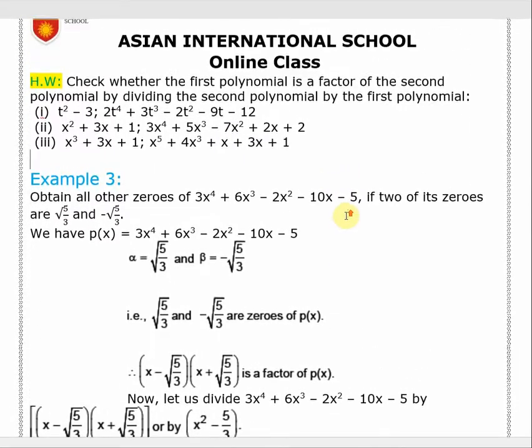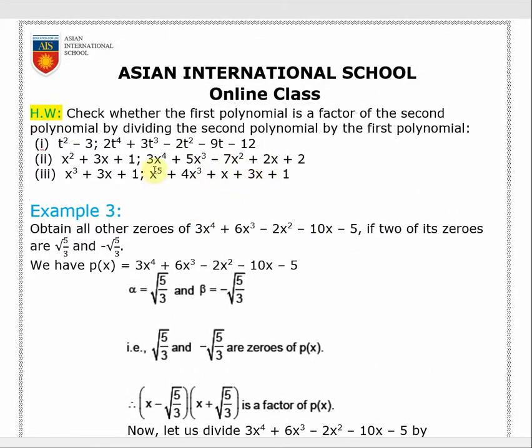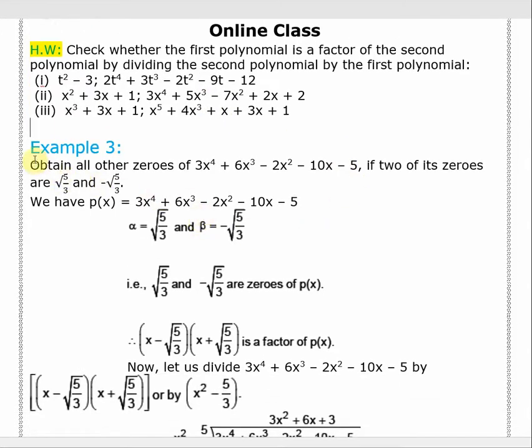And also find out if there is any qx or rx, what is the value. Of course you will double check the values and find out and put the values. Next is example number 3.